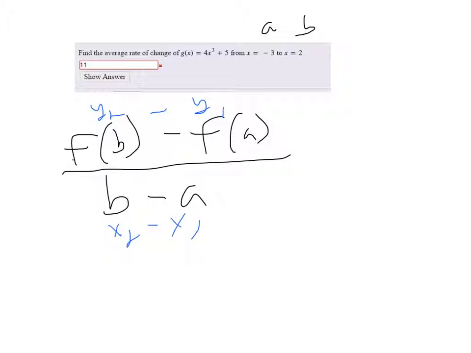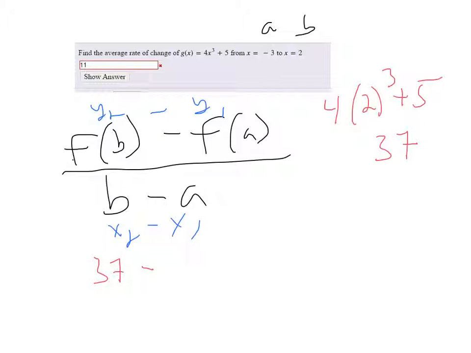So to calculate this, let's see. I'm going to do 4 times 2 cubed plus 5. Think about it: 2 cubed is 8. Got to follow order of operations. So 2 cubed is 8, times 4 is 32, plus 5 is 37. So that's the f of B.